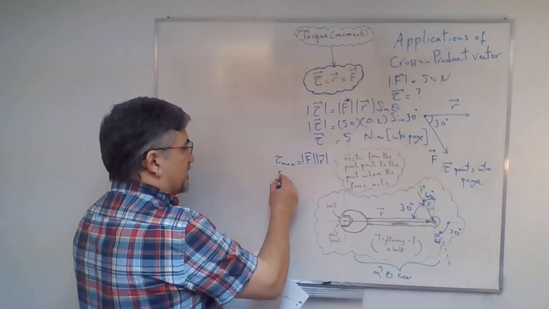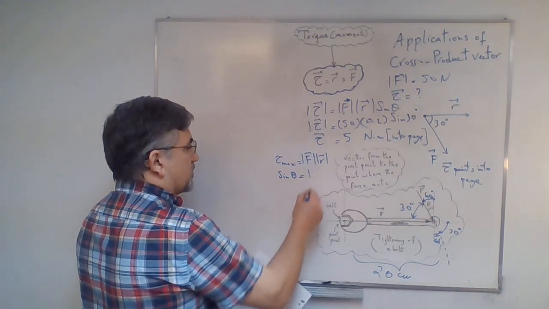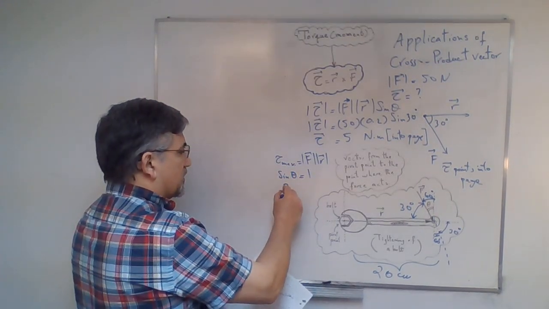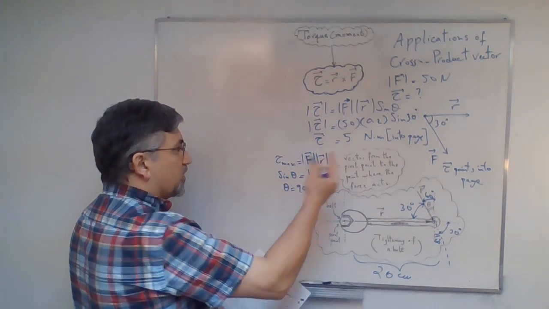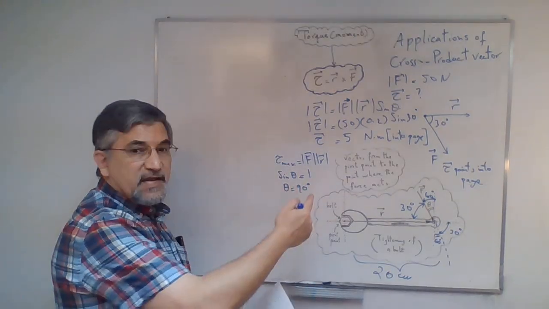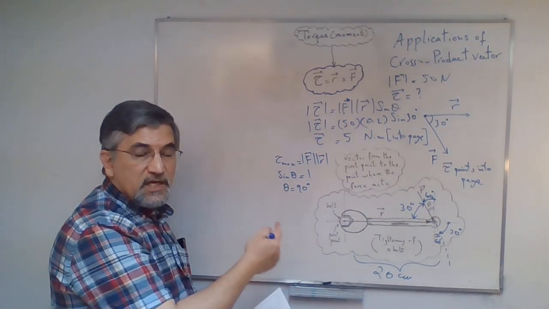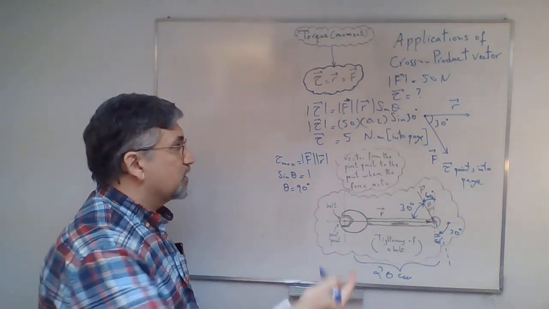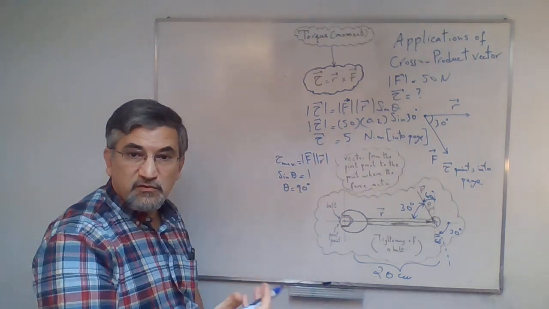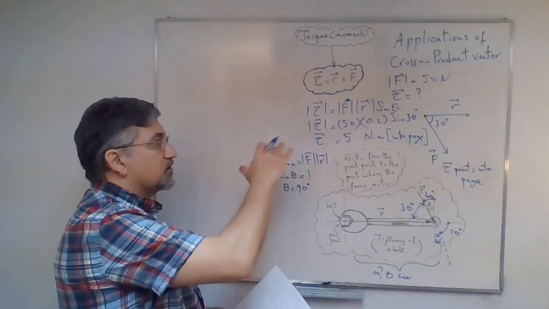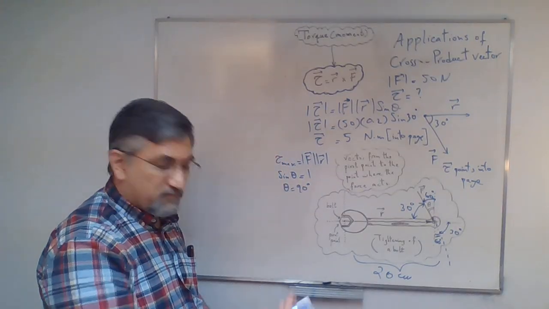And that is when sine theta is equal to 1. In other words, theta is equal to 90 degrees. So if theta is 90 degrees, if the angle that the r and F vectors are making with respect to one another is 90 degrees, if the two vectors are perpendicular, in that case sine theta would have a maximum value of 1, and as a result, the torque tau would also have a maximum value.